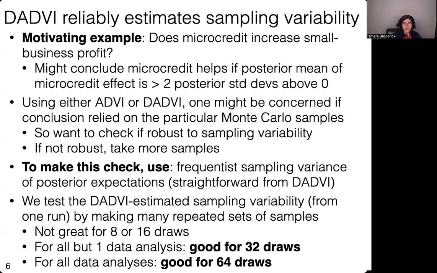The folklore around Monte Carlo is usually that you should take at least 30 draws for just your estimates, much less your estimates of sampling variability. So it's not surprising that these estimates of sampling variability are not great for 8 or 16 draws. Pretty awesomely, though, for all but one of the data analyses we look at, the estimates are great for just 32 draws. That's just 32 Monte Carlo samples. And for all the data analyses, the estimates of sampling variability are great for 64 Monte Carlo samples.